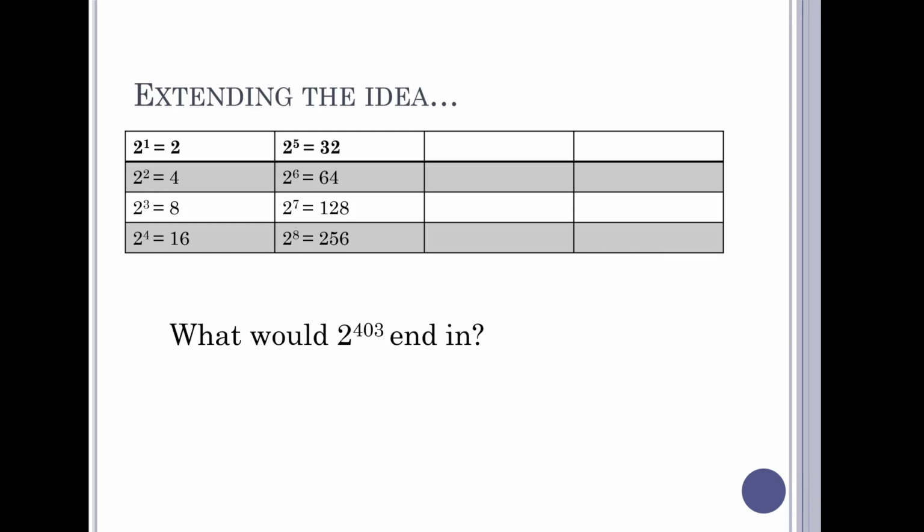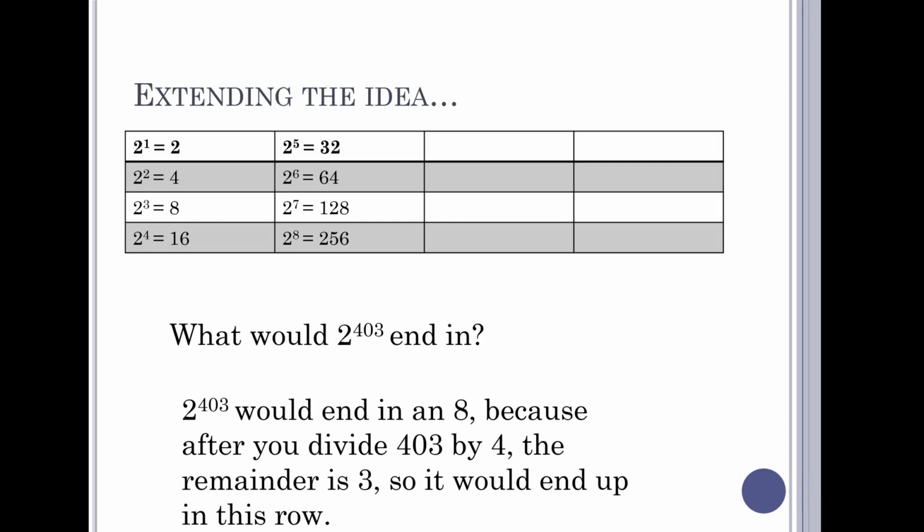What about 2 to the 403? And then we'll talk about 2 to the 4000. 2 to the 403 would end in an 8. Why? Because you would end up here. Whoops, go back, sorry. You would end up here because 2 to the 400 would be here. Then here's 401, 402, 403. In other words, when you divide 403 by 4, the remainder is 3. So it would end up in this row.